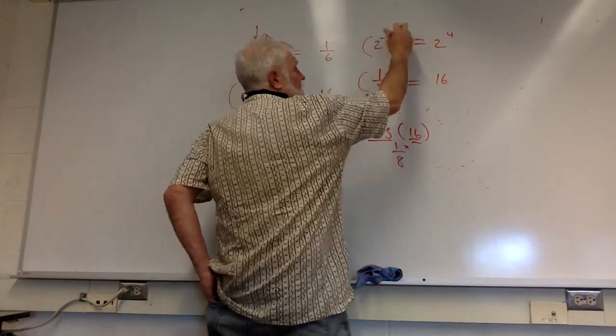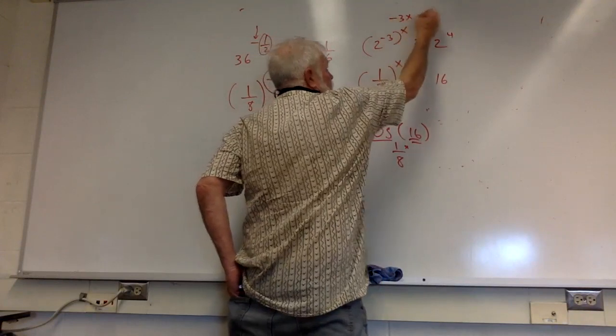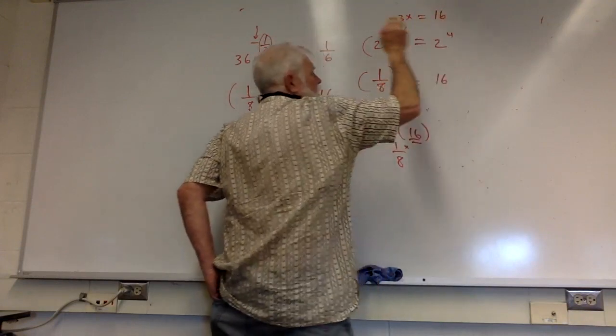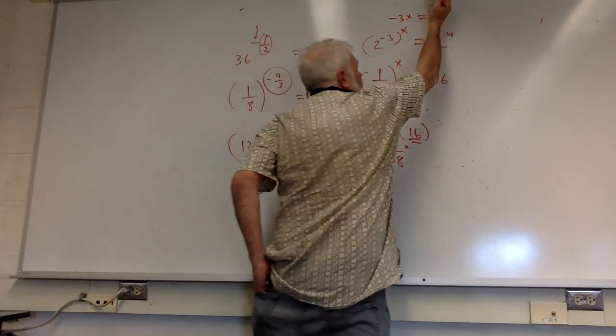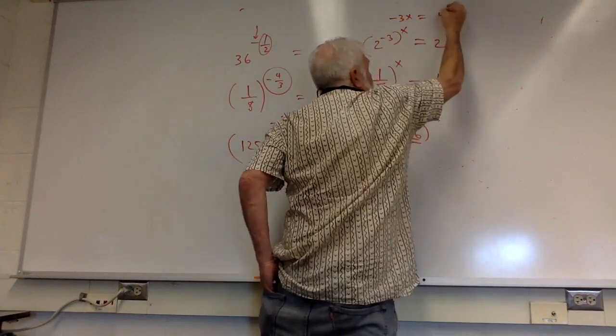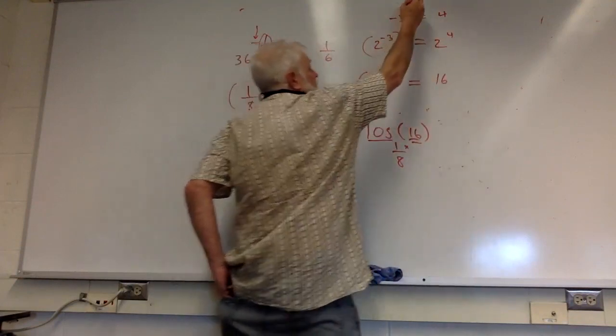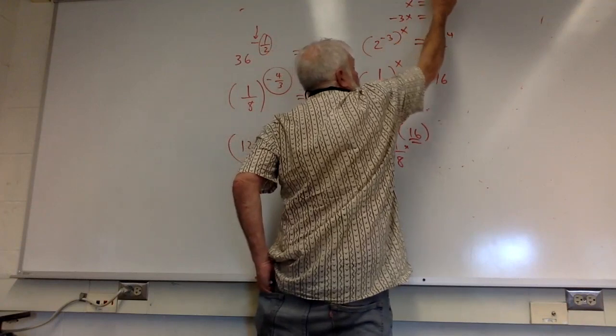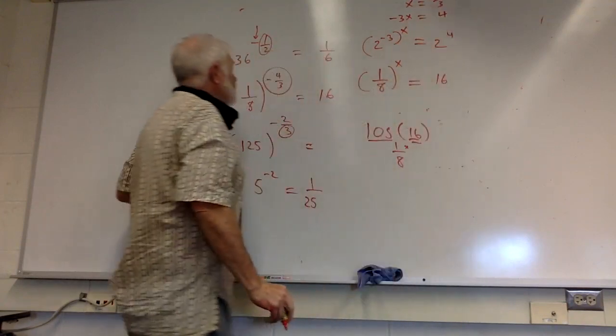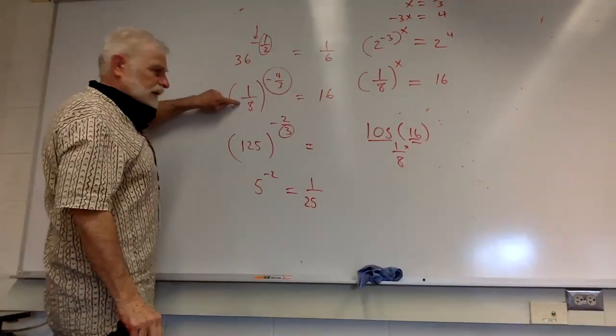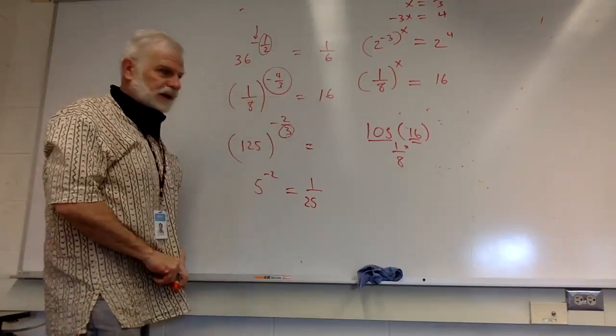My rules of exponents are multiplication. I'm sorry, the exponent 4, I lost my train of thought. Okay, and so what's the x? Minus 4/3. Oh yeah, we said minus 4/3 on top of 1/8 gets us 16.